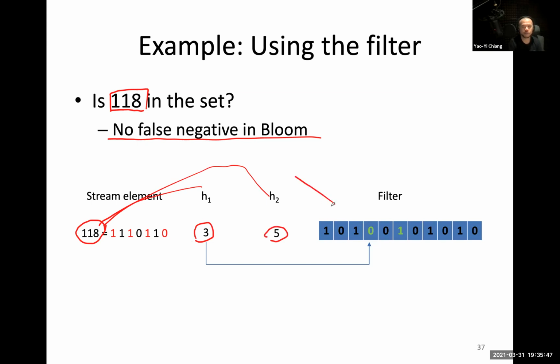Then you just look at the filter. So position 3, 0, 1, 2, 3 is a 0. All right, so you can actually stop here because it's at 0. That means 118 is not in the set, right? If 118 were already in the set, this position would be set to 1, because when you scan your S set, you see 118, you're going to generate these two positions and you are going to set them to 1. If you have a 0, 118 is not in your S set.